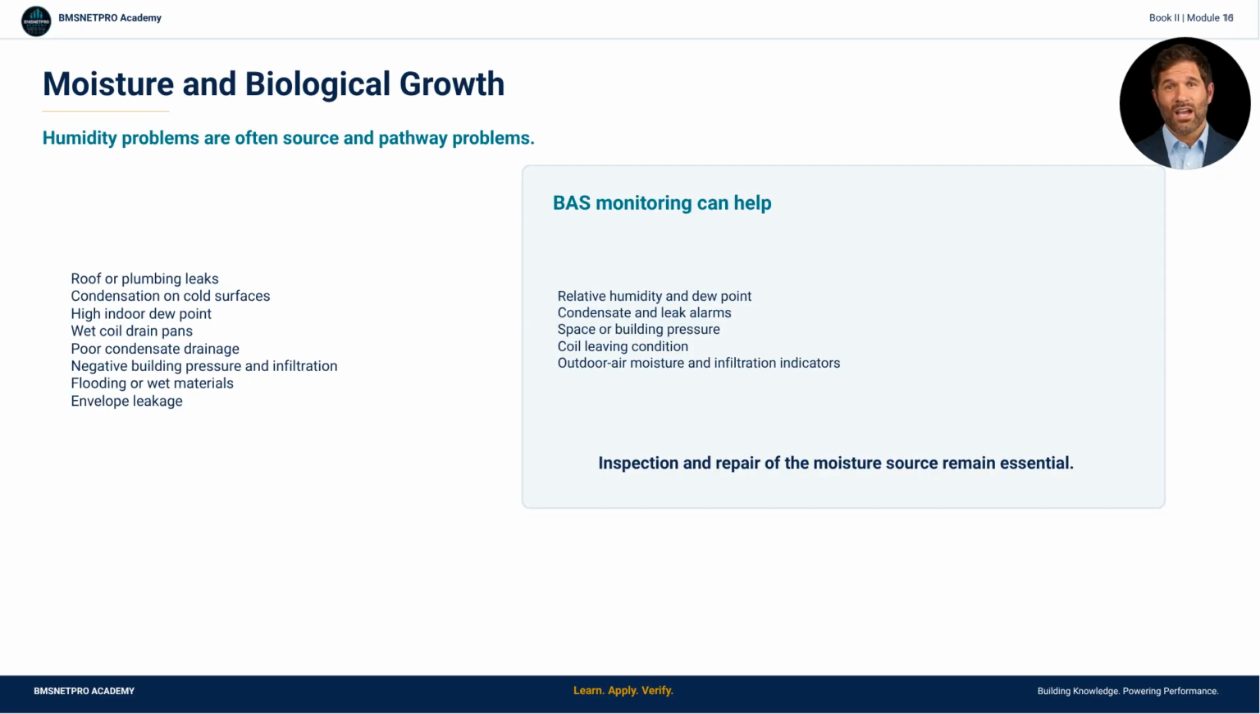Moisture supports many IAQ problems. The BAS can help by monitoring humidity, dew point, pressure, condensate alarms, coil conditions, and trends, but the BAS cannot repair a roof leak, dry wet materials, or fix a failed drain pan. When a room is at 72 degrees with high relative humidity, do not immediately lower the temperature set point. Review dew point, outdoor air and exhaust balance, infiltration, envelope leakage, doors, and coil leaving condition.